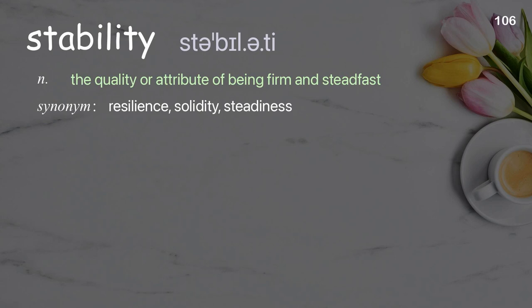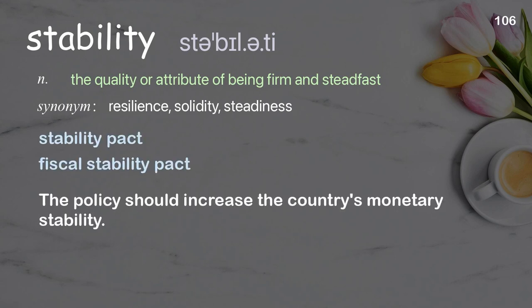Stability. The quality or attribute of being firm and steadfast. Examples: stability pact. Fiscal stability pact. The policy should increase the country's monetary stability.